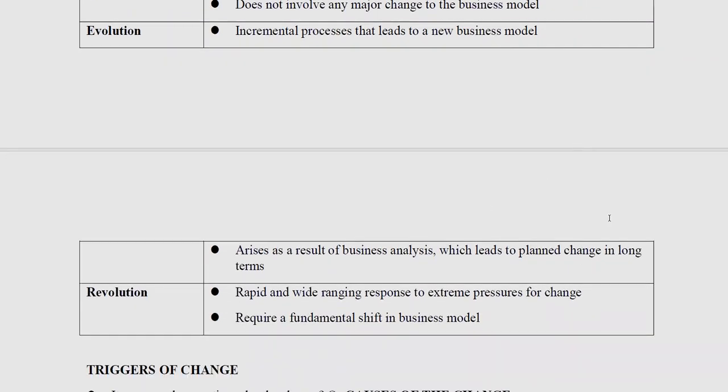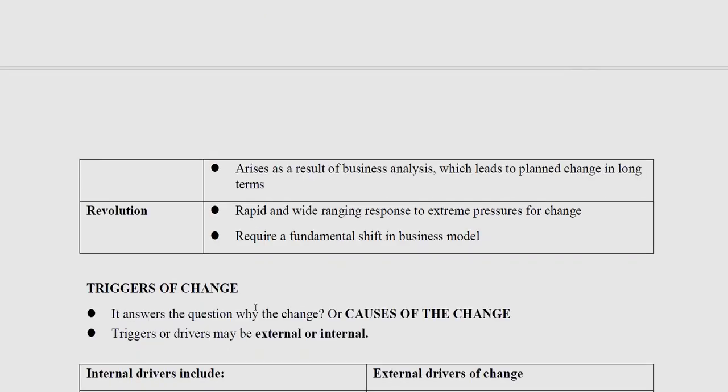Now, revolution is a rapid and wide-ranging response to extreme pressures for change, and requires a fundamental shift in your model. Also, a big shift in your model. So evolution may take time because it's incremental, but revolution changes everything. Okay, so please remember this.